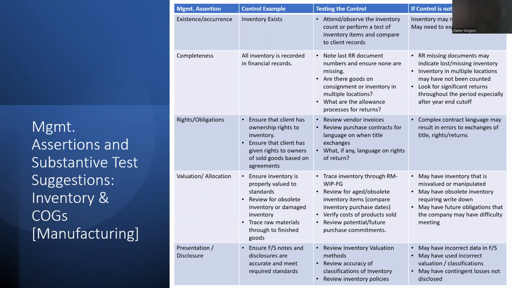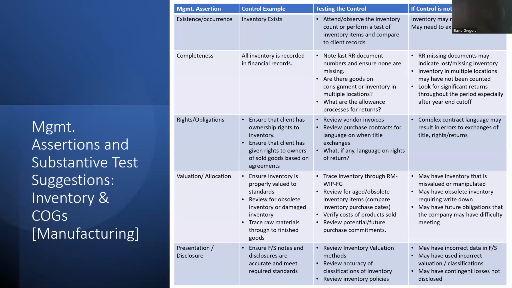So as we were talking about it, looking at those multiple locations to make sure that you've accounted for all that inventory. You want to review those vendor invoices and purchase contracts to make sure that the language is consistent and correct. If title in a contract goes to the client, we want to know when does title pass and make sure that we've tested for title passing. Also, we want to look at those contracts to make sure, is there any language of rights to return?